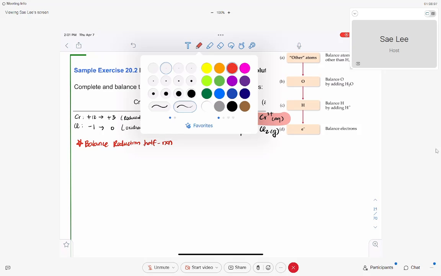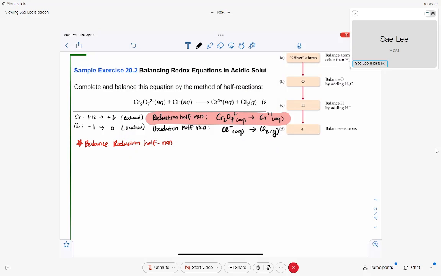We're going to balance the reduction half reaction first. In order to balance the chromium, we need to add a coefficient of 2 on the right side. And then the next step is to balance oxygen. We need to add 7 water on the right side to balance the 7 oxygen on the left side.